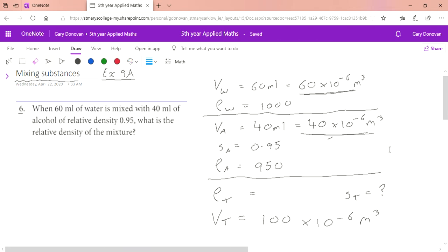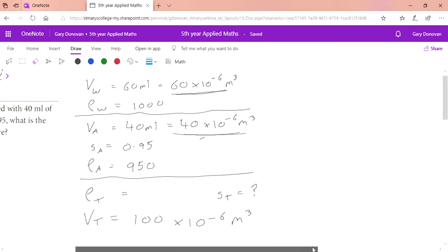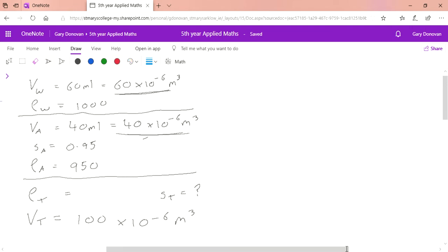Now here's how I always start these questions, and in the Folens book you'll see different examples, but this is the way I like to start it. I start with this equation. The total mass is going to be the mass of substance 1, which is in this case water, plus the mass of substance 2, which is alcohol. So if you get the mass of water and the mass of alcohol, and when you mix them together, the total mass will be their individual masses added.